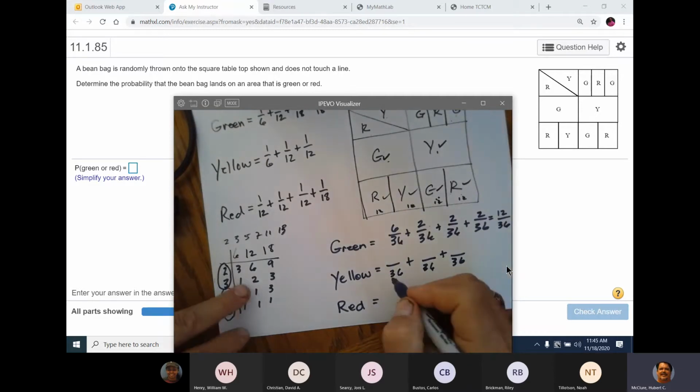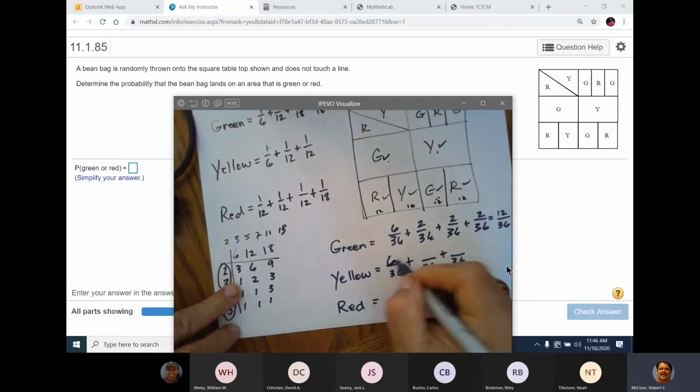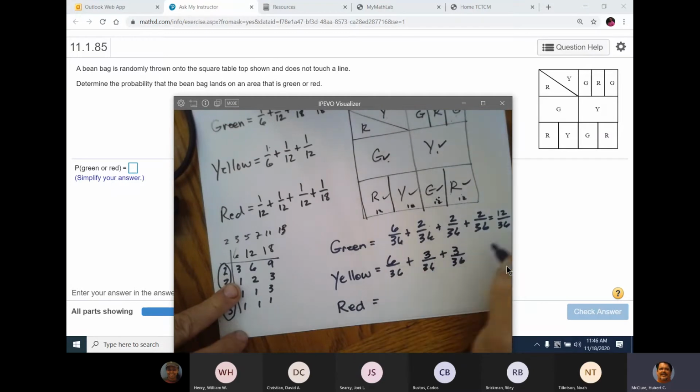We can check it to make sure, because all the numerators added up should equal 36 when we get through. Or 18, depending on what your common denominator is. 6 goes into 36. 6 times 1 is 6. 12 will go into 36. 3 times 1 is 3. And 3. And that'll give us 6. And 6 is 12. So that's 12 over 36.